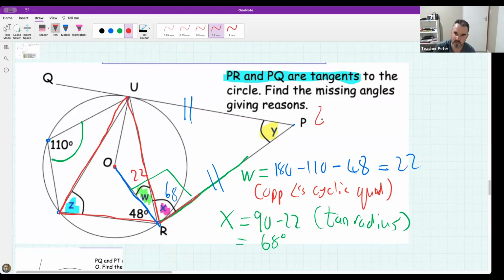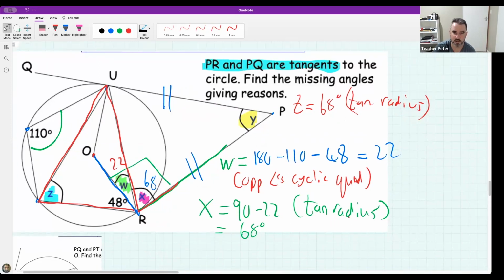And so Z would be 68. Tan radius. Okay, last one is the Y. What is the Y value going to be?